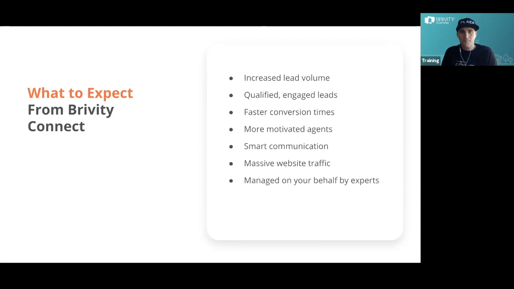This particular program is managed by people that literally all they do all day long is manage ad campaigns, right? Manage retargeting, manage remarketing campaigns. It's their job. They do it 8 hours a day. Some of these guys and gals are doing it 10 hours a day. I can hear them. They're actually on the other side of the office from me right now. I can hear Grant right now having a consultation with a Brivity Connect client, trying to figure out exactly what their ad sets are going to look like.